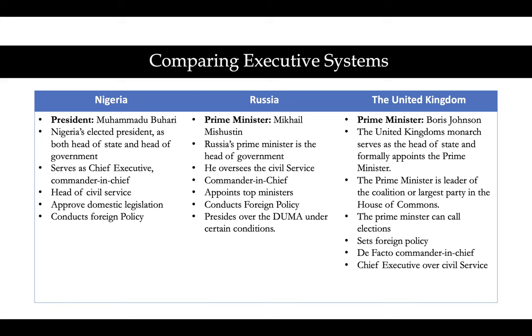Because if the prime minister was just in charge of the military, we would just call them commander-in-chief. But de facto means there's a little bit of pageantry and a little bit of bull. Yeah? Okay, that's why they all walk around in little military uniforms. They're not really leaders of the military. They just like saying they are. And they look cute in the little outfits. Luke.